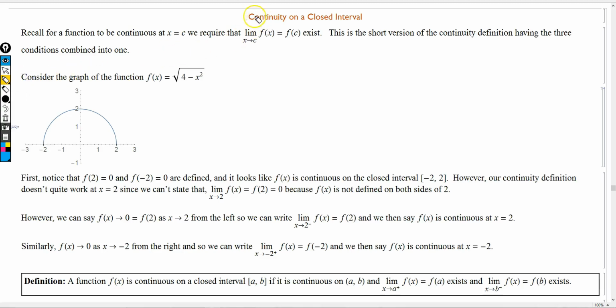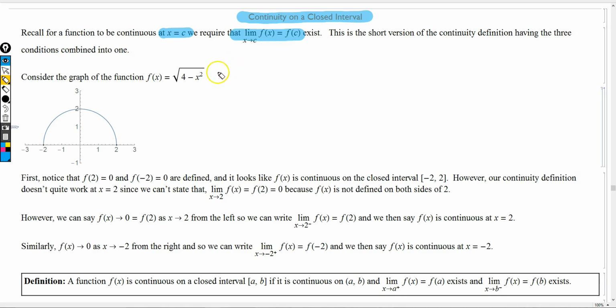In this lesson, we're going to take a look at continuity on a closed interval. So let's first recall our definition for continuity. For a function to be continuous at a number x equaling c, we require that the limit as x approaches c of f of x equals f of c exists. Now remember, this is the short version of the continuity definition, where we have rolled all three conditions into one statement. Okay, so we're just using the short version of continuity here.